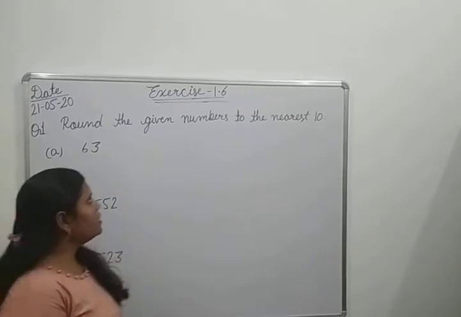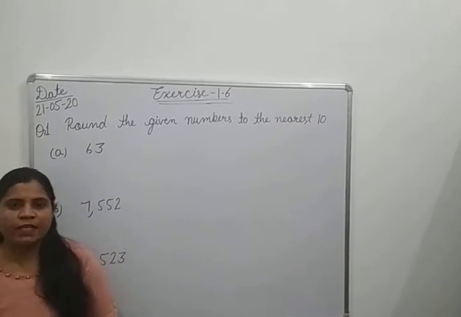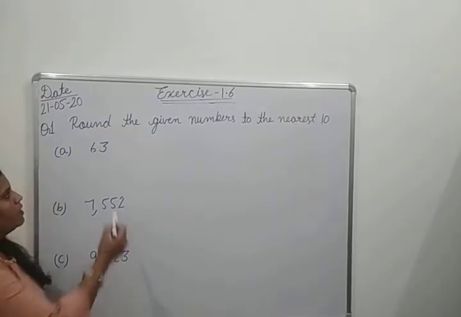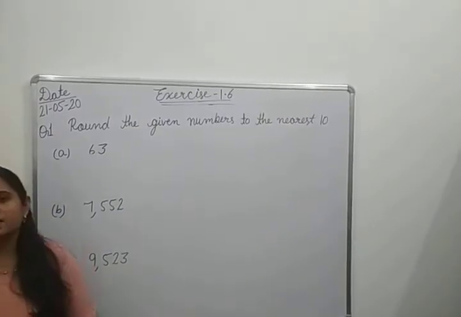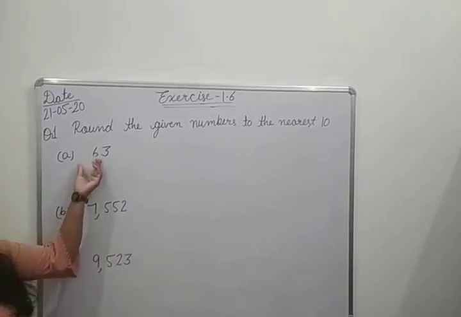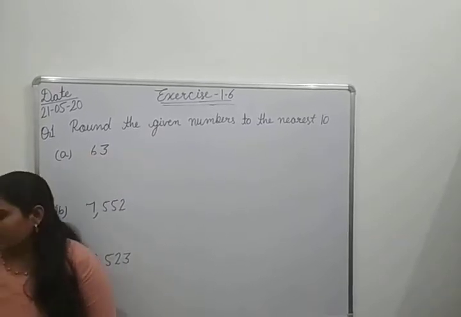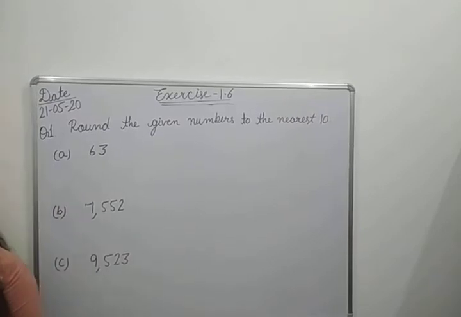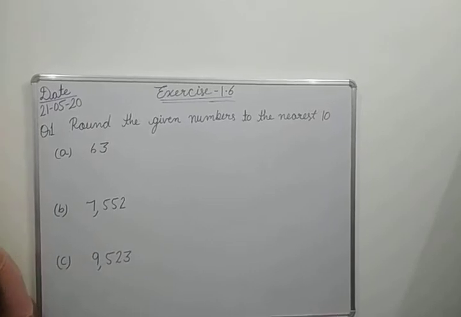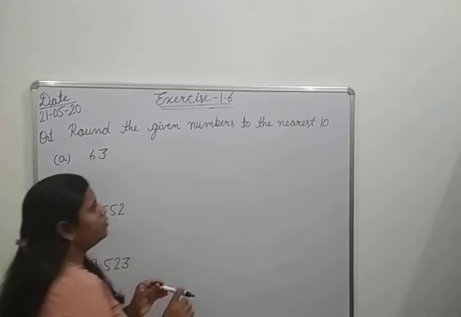Now in question number one we will find the nearest tens. How do we find the nearest tens? For finding the nearest tens, we will check the ones digit. If our ones digit is less than 5, what do we do? We keep the remaining digits the same and we make the ones digit 0. Okay? It means we replace the ones digit by 0 and the remaining digits we will write the same.